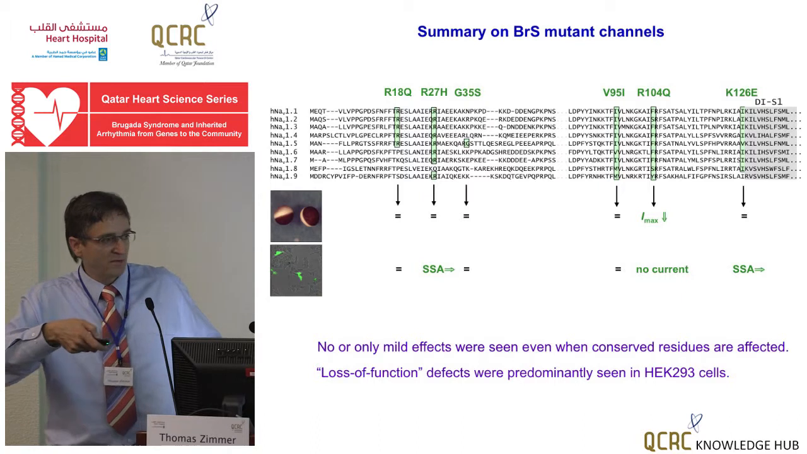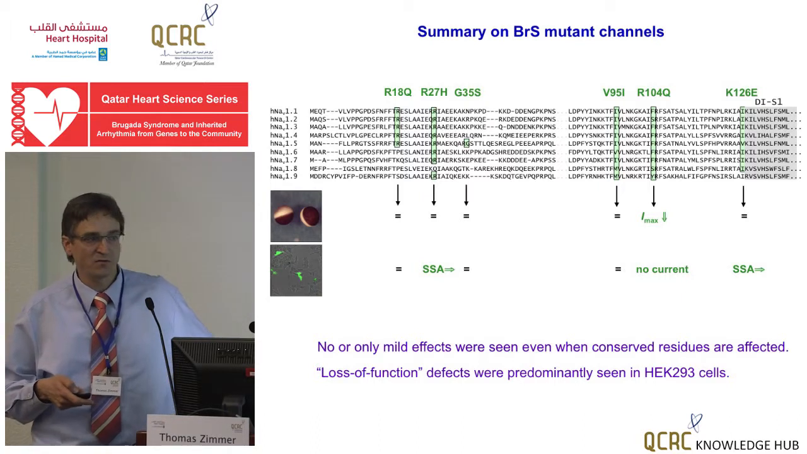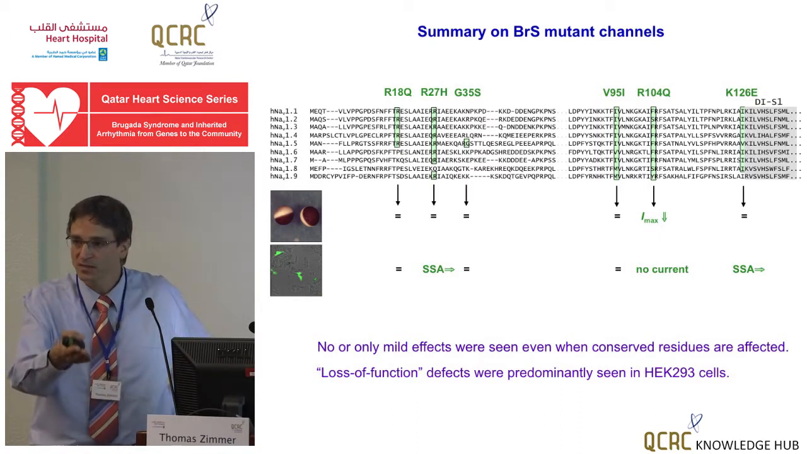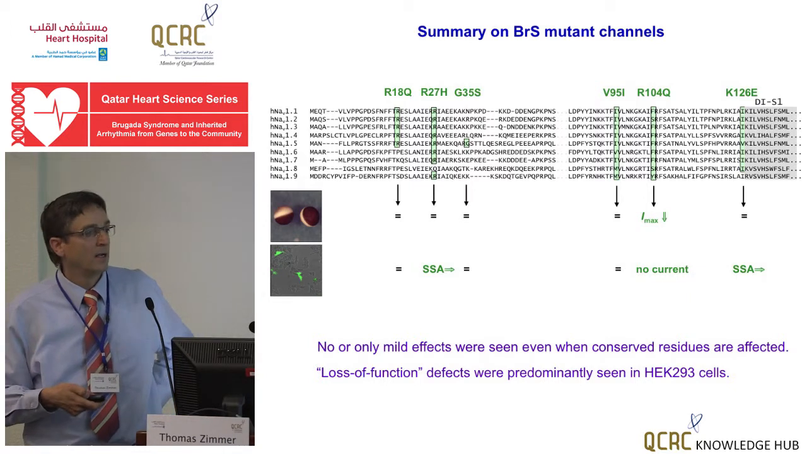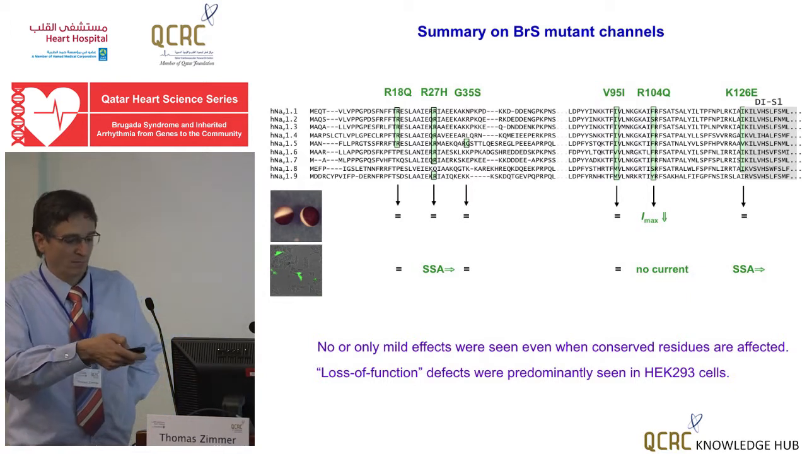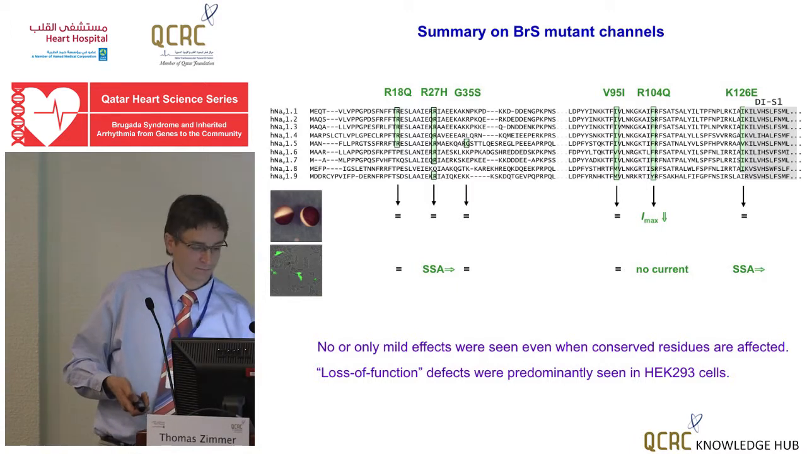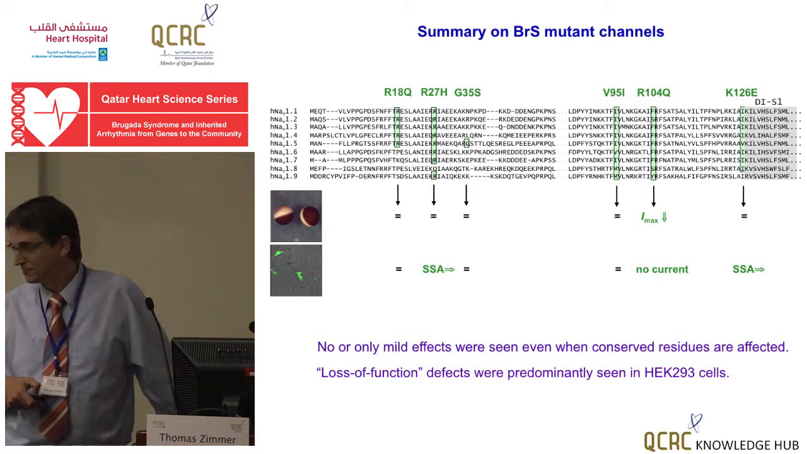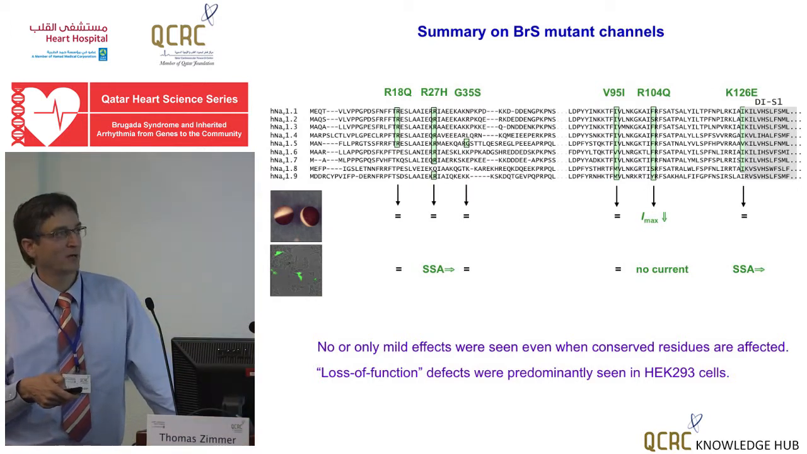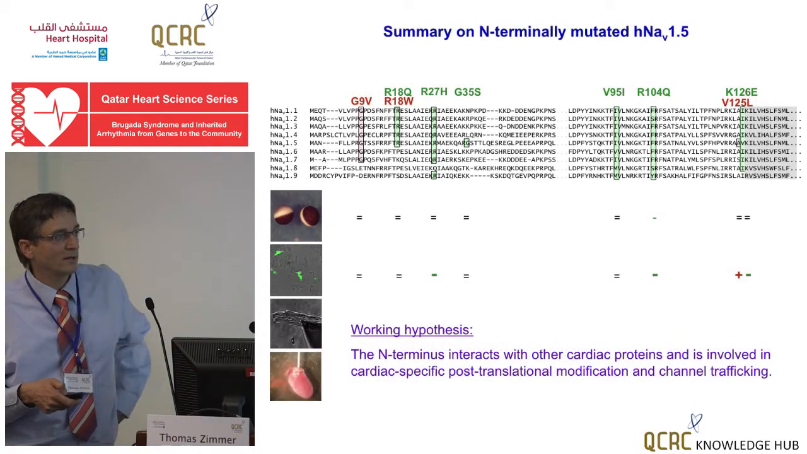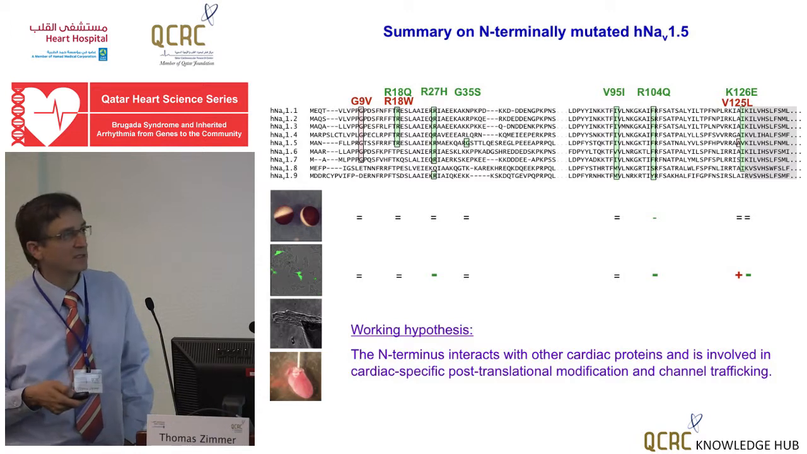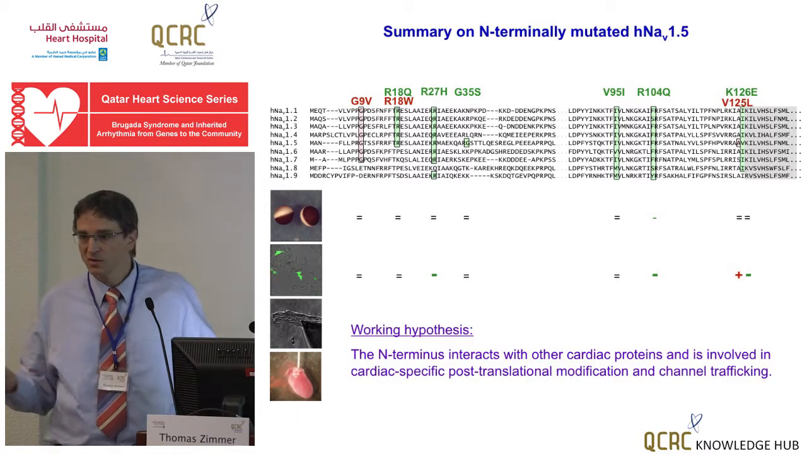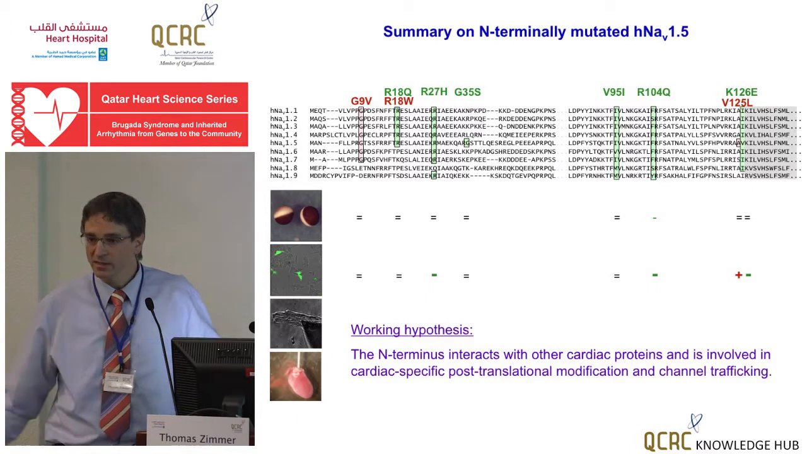No or only mild effects were seen even when conserved residues were affected, and if we detected loss of function in case of Brugada syndrome mutations, we had to use the HEK cell system, not the oocyte system. Okay, so this is a summary of our results on the long QT3 and the Brugada syndrome mutations. As I told you, in the oocyte system there was almost no effect. If we saw something, we had to use the mammalian system.